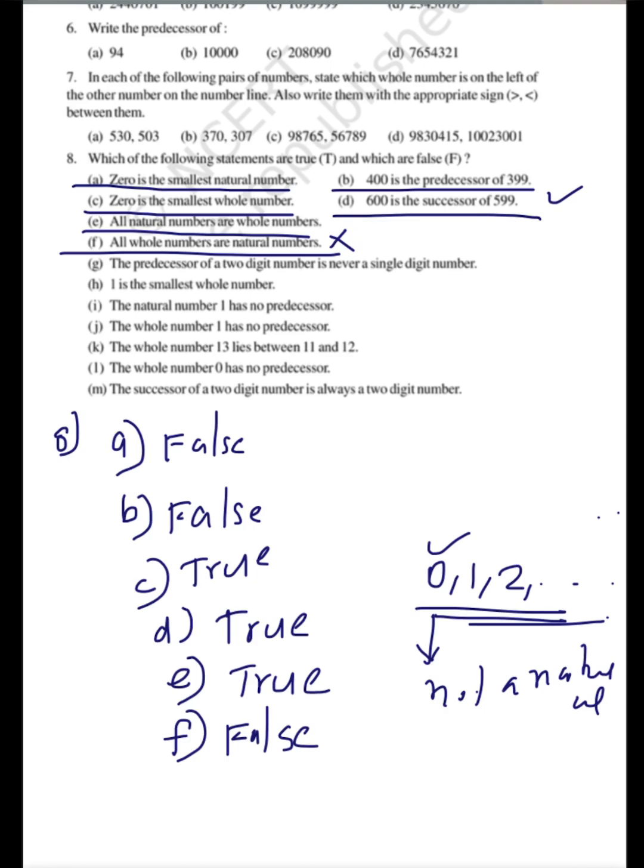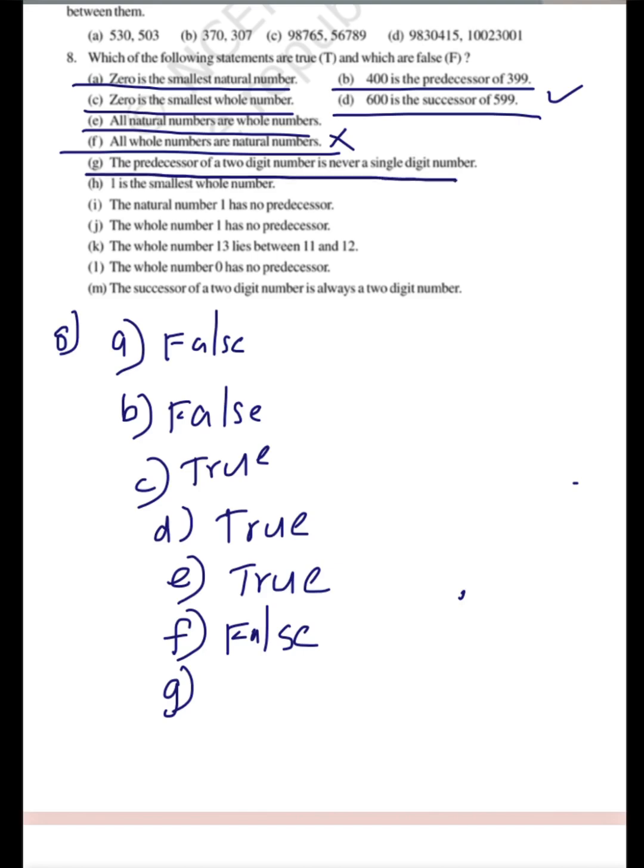Now let's see G. The predecessor of a two-digit number is never a single-digit number. That means if you take any two-digit number, you will never get its predecessor as a single-digit number. Is it true? It's not true. It's false.